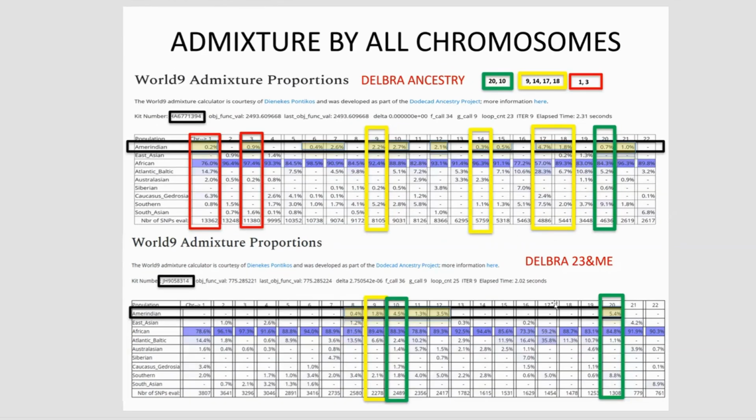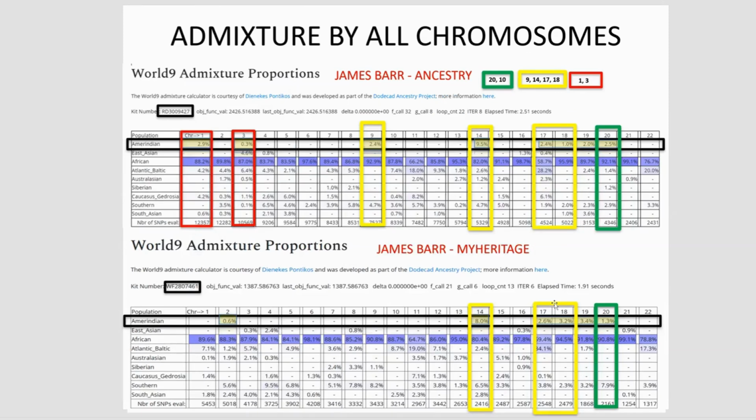Oh, the top part, yeah, is me and Ancestry, 23andMe. This is my brother, Ancestry and MyHeritage. He didn't do a 23andMe. But again, the green shows my brother and I consistently have Native American on chromosome 20. We have at least 2, 3 connections between each other on chromosome 9, 14, 17, and 18. And we have the least consistent connections on chromosome 1 and 3. And the other ones are spots.